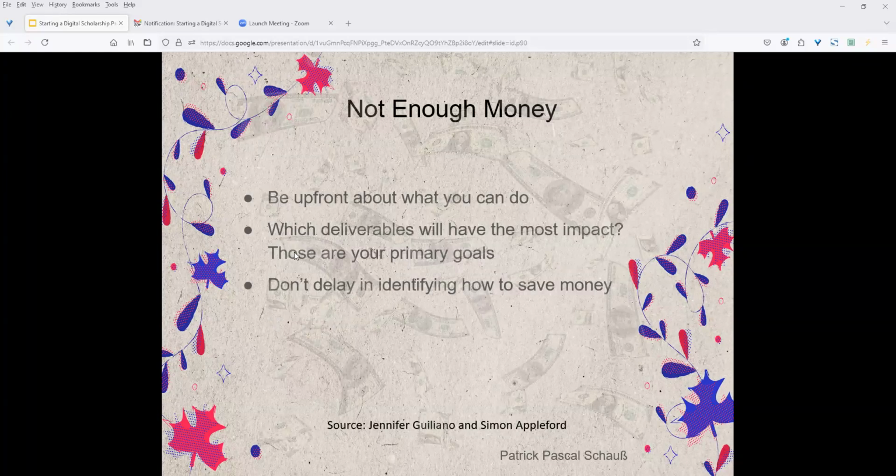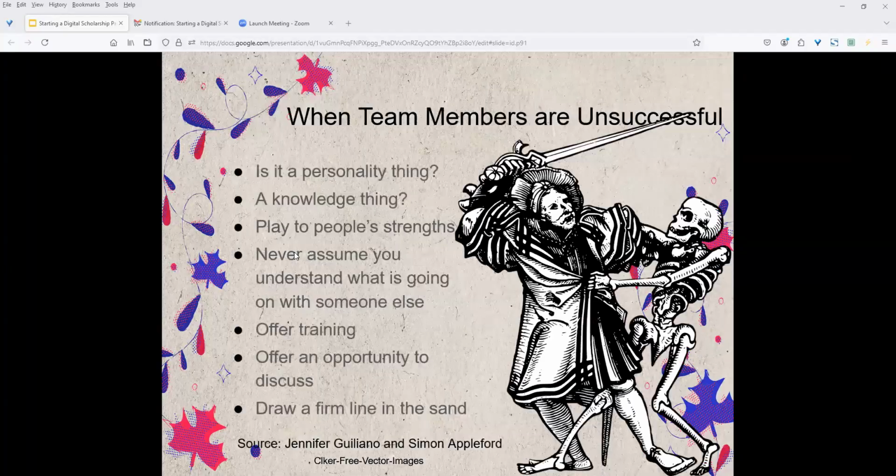So if you don't have enough money, you have to be upfront with everyone about what you can do. Which deliverables will have the most impact. Those are going to be your primary goals. So you definitely want to get something out of it. An end product, a paper, a website, whatever. Don't delay in identifying how to save money. You can always stretch a buck if you know you're going to be running into trouble.